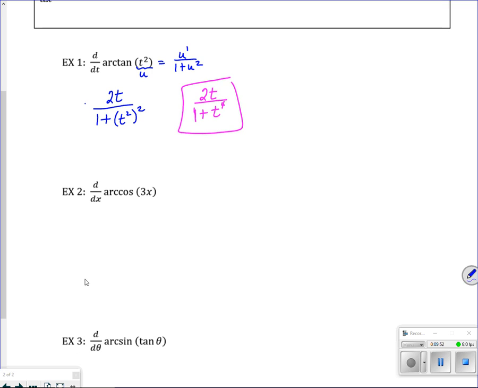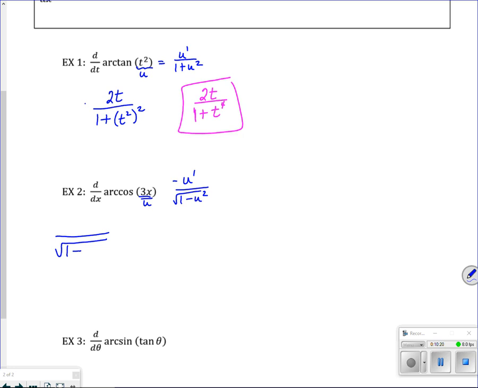I see arc cosine. What's the derivative of arc cosine? This is my u. Let's write down the formula. I'm going to say, okay, that one is u prime with a negative over the square root of 1 minus u squared. So I tend to do the denominators first. I don't know why. The square root of 1 minus 3x squared.